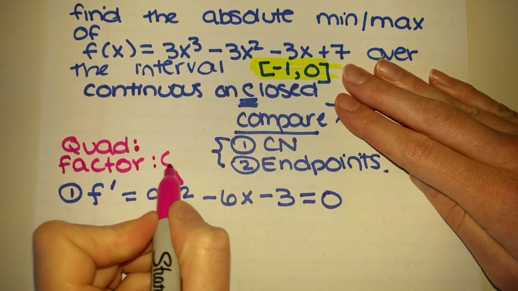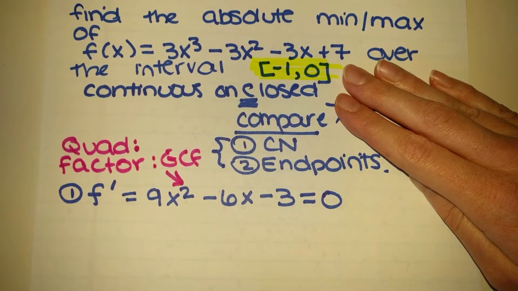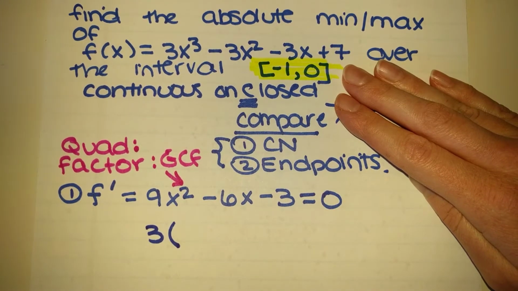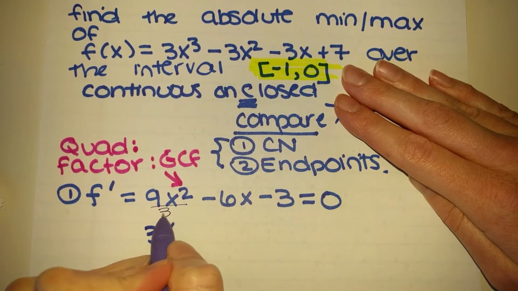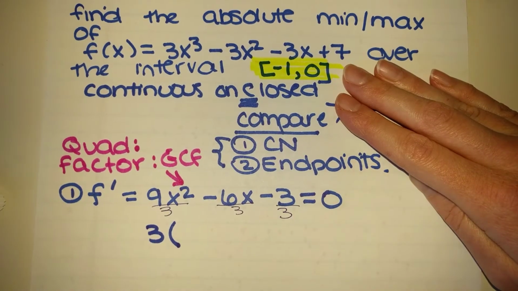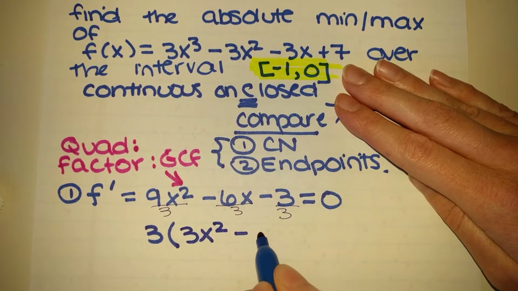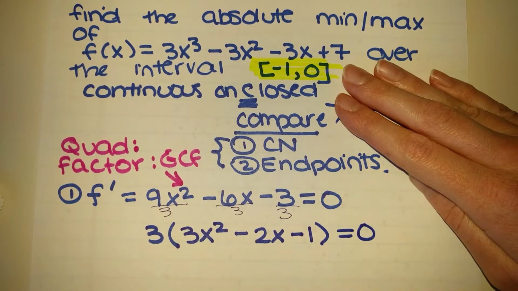Now, when we factor, the first thing that we ask is there a GCF? And you'll notice 9, 6, and 3, they all have 3 in common. So we will take out that 3. Now remember that when you take out the 3, you are going to get the leftover polynomial by dividing each of these terms by 3. So that will leave us with 3x squared minus 2x minus 1 is equal to 0.